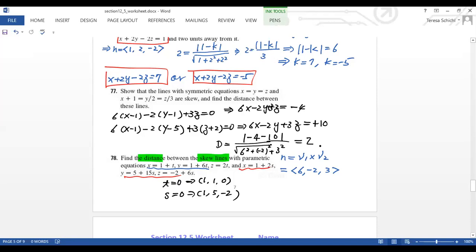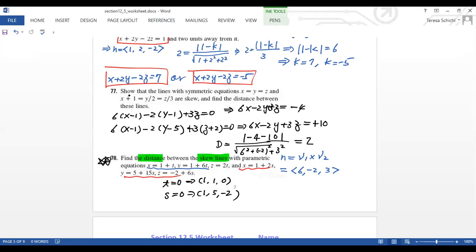All right, that's it. Problem number 78 is a very good problem. They want to find the distance between the skew lines. The trick here is that for each line you can fit a plane, right? After you fit the two planes, you know these two planes are going to be parallel. Then you can use the distance between the parallel planes to find the distance between these two skew lines.